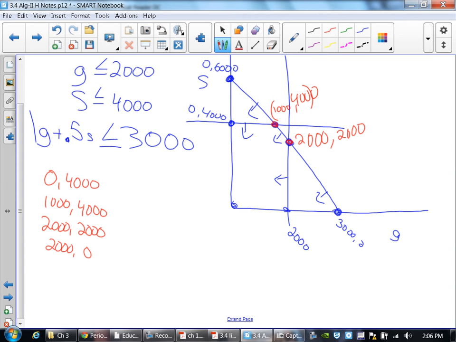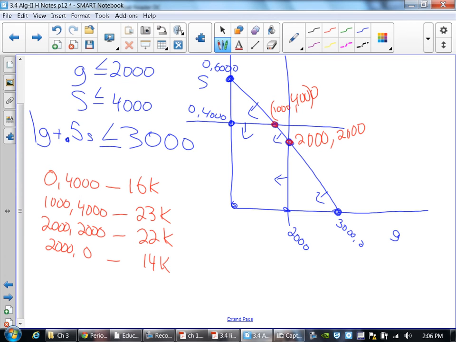Nope. With these ordered pairs, all I have left to do is substitute into my cost function. And when I substitute, let's see, this one is 16 grand. This one is 23 grand. This one is 22 grand. And this one is 14 grand.